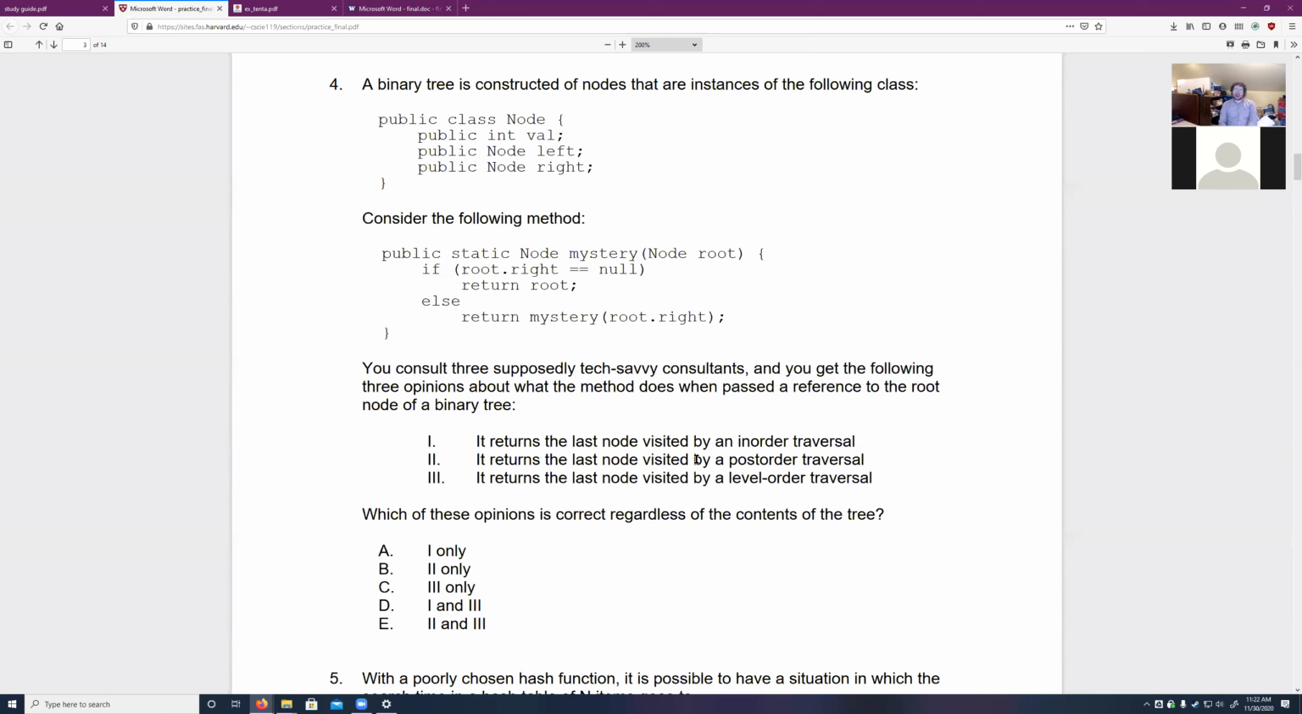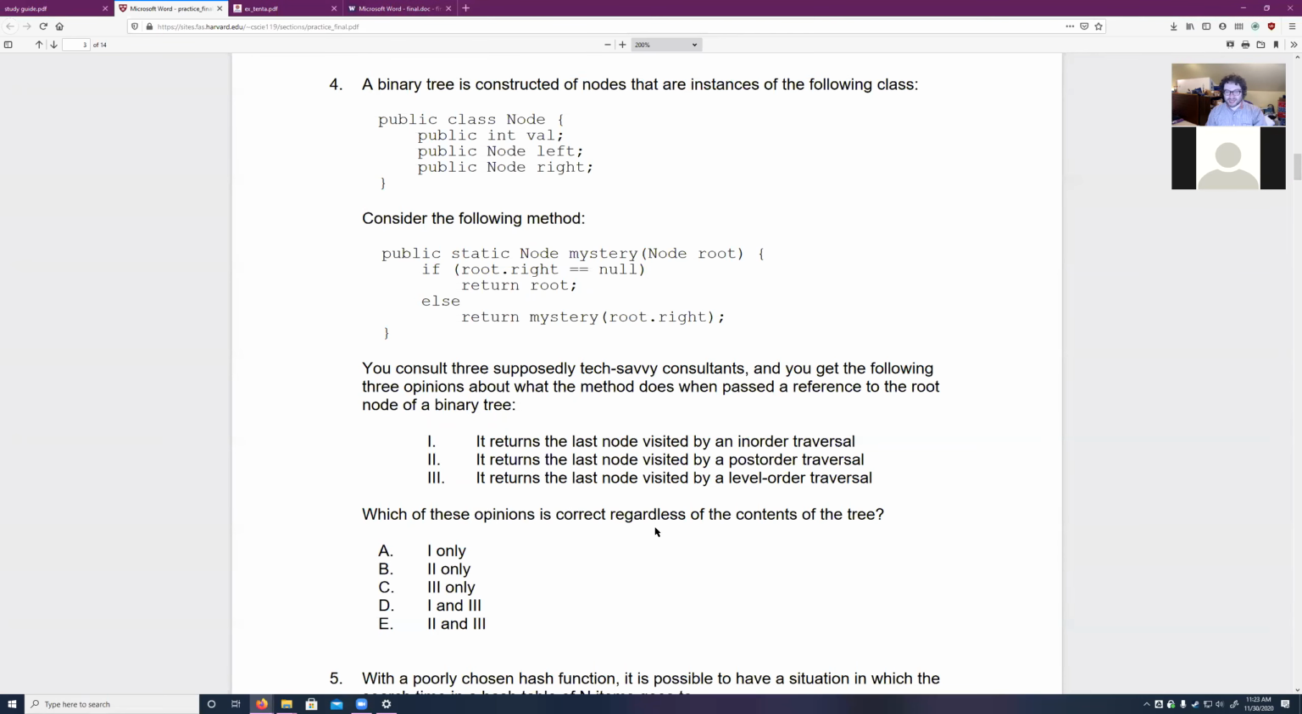Consultant 1 says it will return the last node visited by an in-order traversal. Consultant 2 says it is the last node visited by a post-order traversal. And consultant 3 says it returns the last node visited by a level order traversal, which, as I mentioned earlier in this class, is what we call breadth first search in the context of trees. So which of these opinions is correct for any tree?